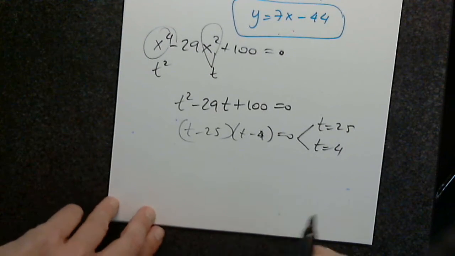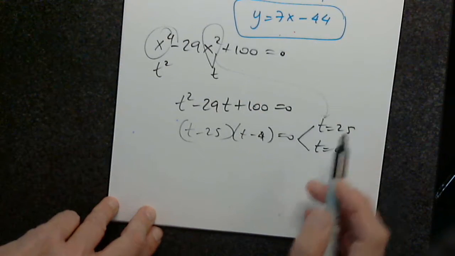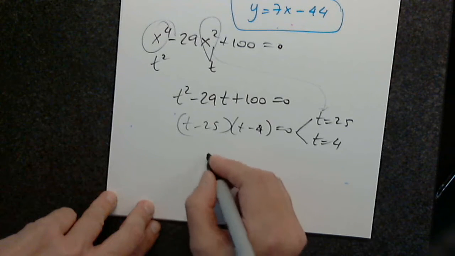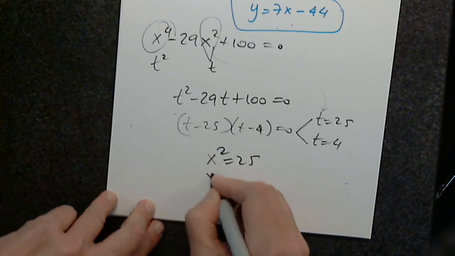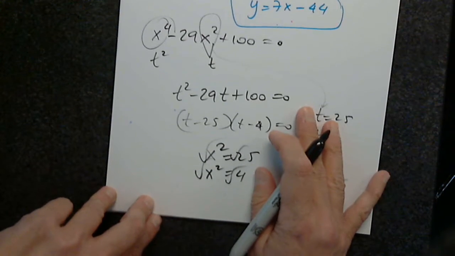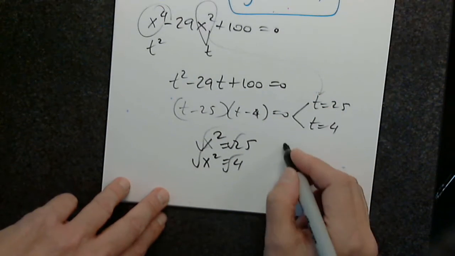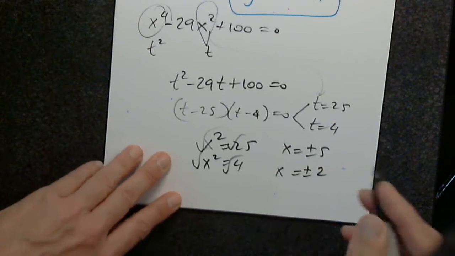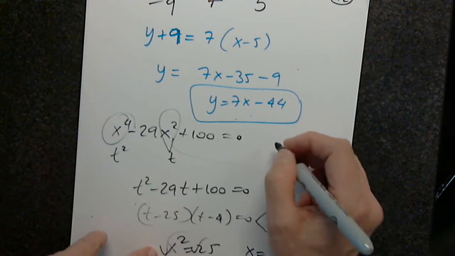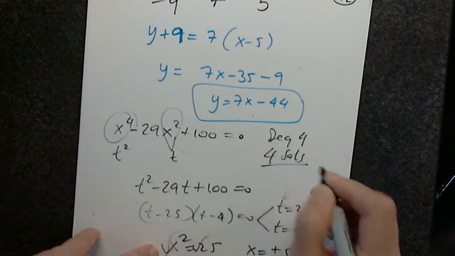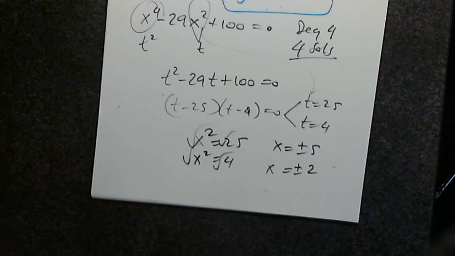But these are two new equations because x squared is denoted by t. So x squared equals 25 and x squared equals 4. When I take square roots, how many solutions do I get from each? 2. So that's why I asked from the very beginning, always, so you don't forget, write on the side, degree 4, 4 solutions. And you will not forget to put the plus or minus, I'm assuming.